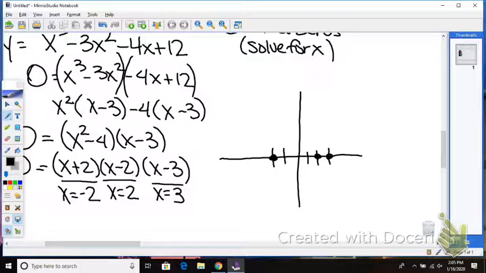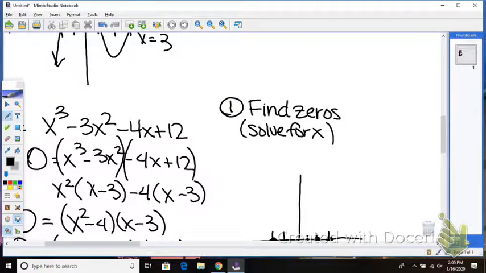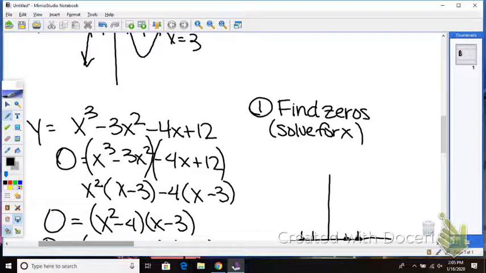Everybody good with that? Well, we have to look at what our end behavior is going to be. So we're going to go back to our original, which is right here. Our end behavior is going to be an odd positive. What's odd positive? Down, up. You're going to end positive. You know odds go in two different directions. Because it's positive, you're going to end positive, so you're going to go down, up.